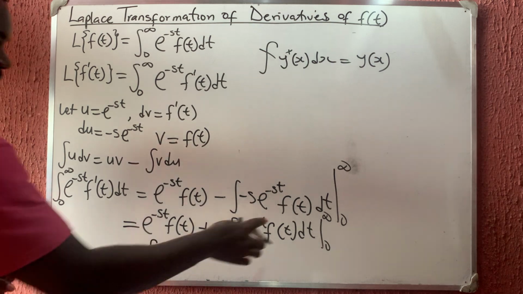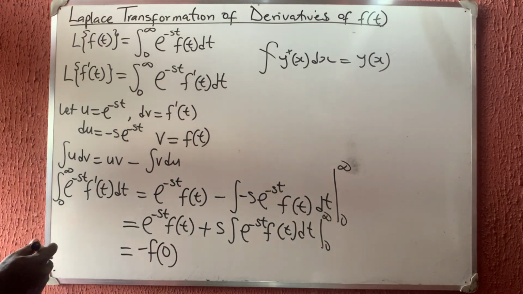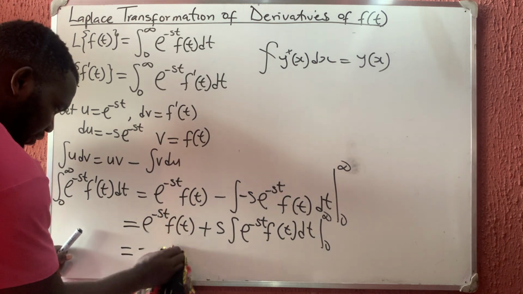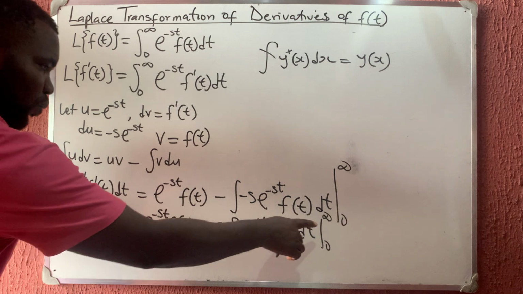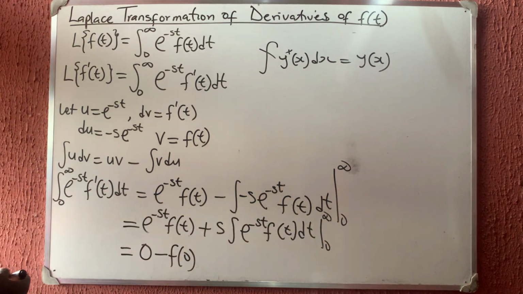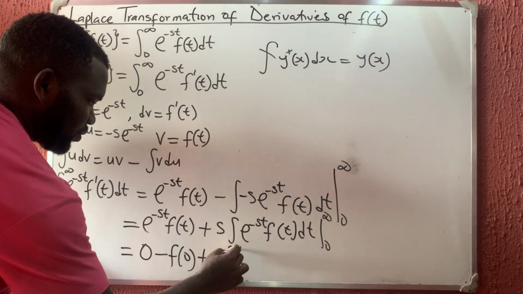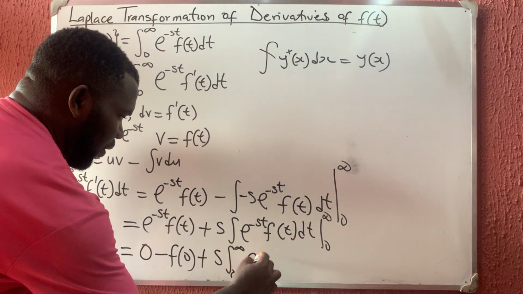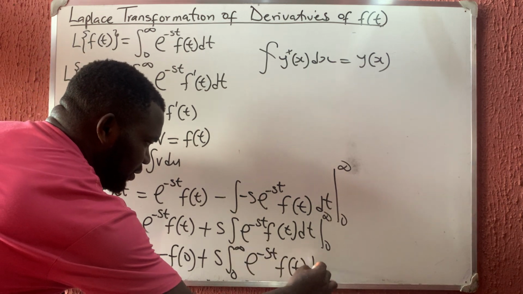Because it's this minus this, we have 0 minus that. When we put infinity here, I'm having 0 minus, when we put 0, I'm going to have f of 0. Then plus s into the integral from 0 to infinity of e raised to power minus st f of t dt.